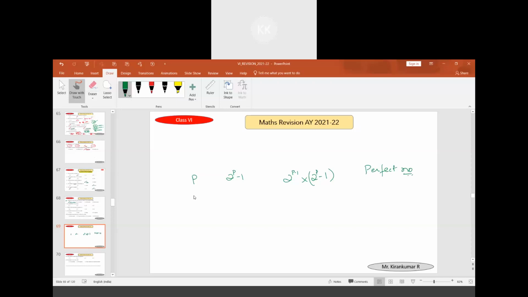Take 2, suppose. If p value is 2, 2 to the power of 2 minus 1 is how much? 3. So 2 to the power of 2 minus 1 multiplied by 2 to the power of 2 minus 1, which is 2 to the power of 1, into 3. Answer is 6. 6 is a perfect number.